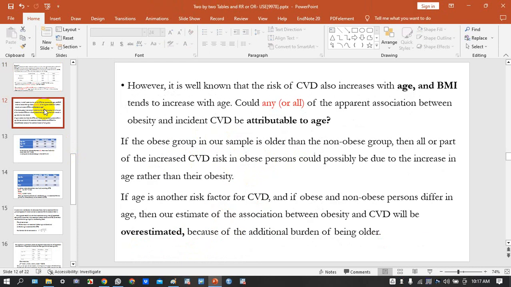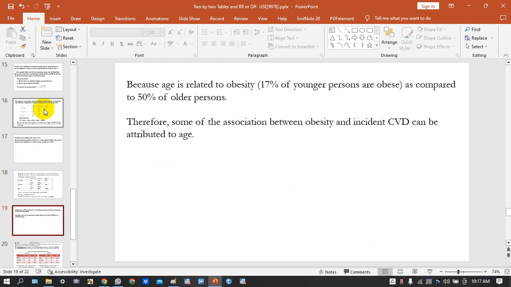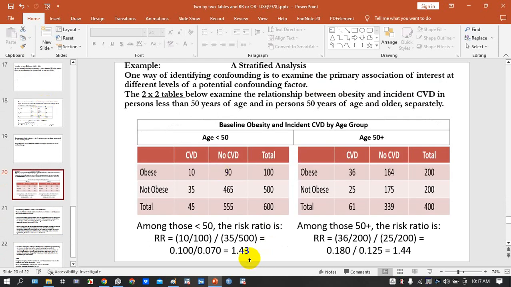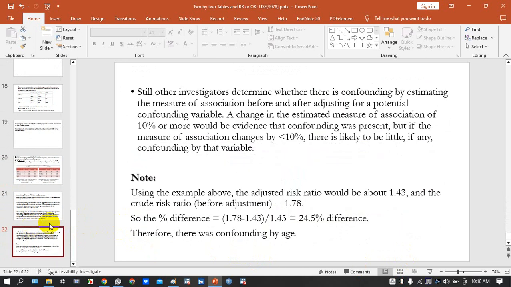But when we put them into strata, when we stratify them, we arrive at 1.43 and 1.44. So we just choose 1.43 as the control. The crude gave us 1.79, but we are using 1.78 over here, minus 1.43, divided by 1.43. We are just finding the percentage change. So 1.78 minus 1.43, all divided by 1.43, gives us 24.5%.